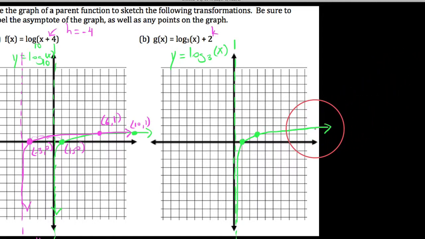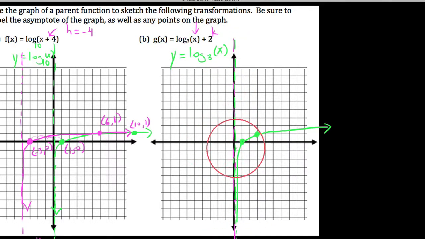So anyways, let's go ahead and take a look at what this new graph would look like. First of all, there is no h value, which means we didn't shift left or right at all, so it still has an asymptote on the y-axis. So it still has the asymptote x equals 0.